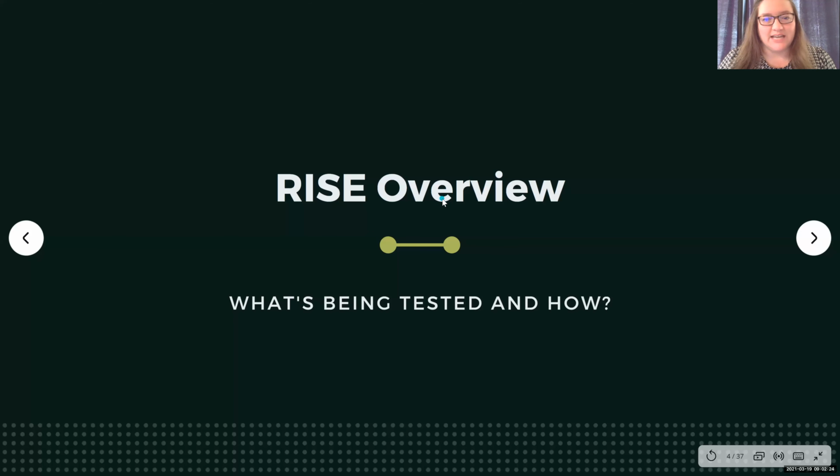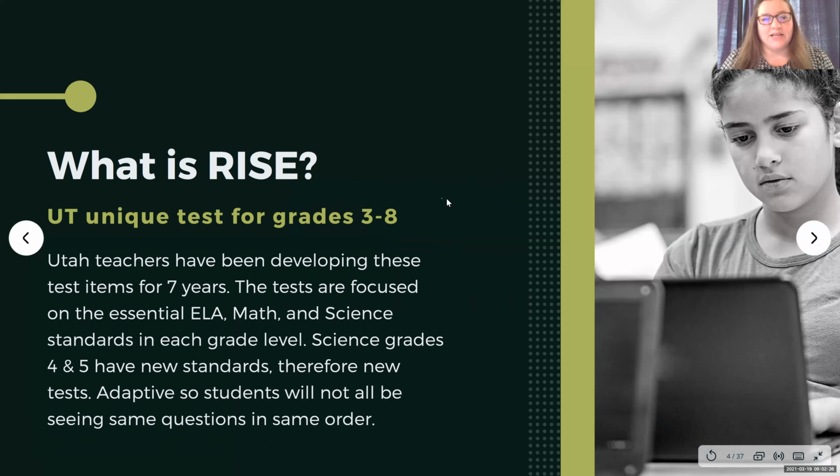So what is being tested on a RISE test? RISE is what we call our grades 3 through 8 summative test in Utah. It's a test that we wrote for ourselves. Utah teachers get together every year and get paid, which is nice, to write items to add to our summative item bank. So I do hope you get a chance to participate in that if you haven't already.